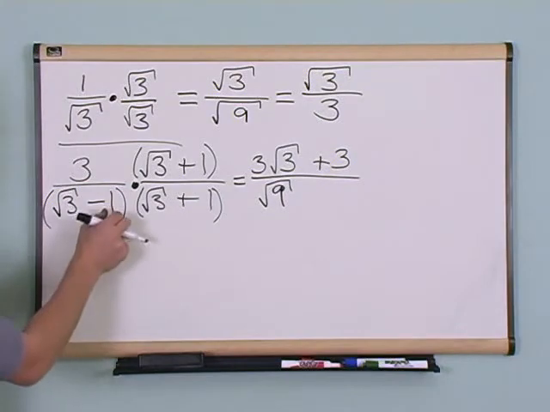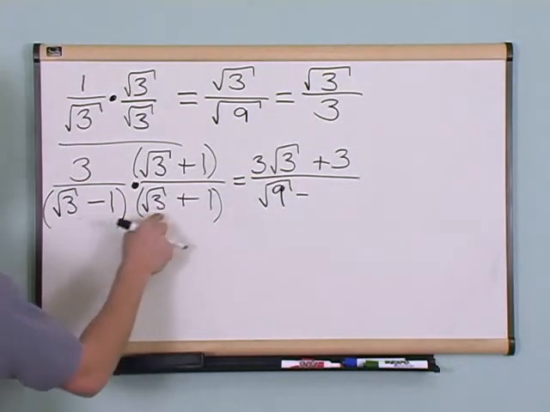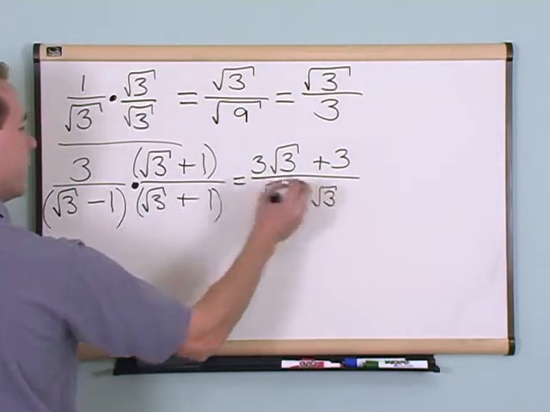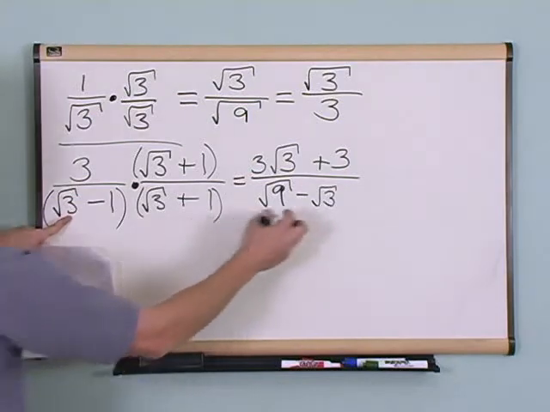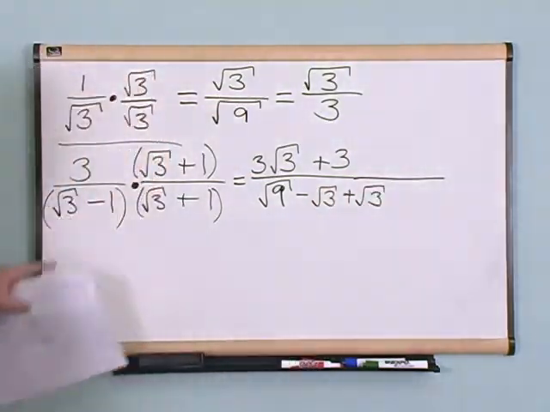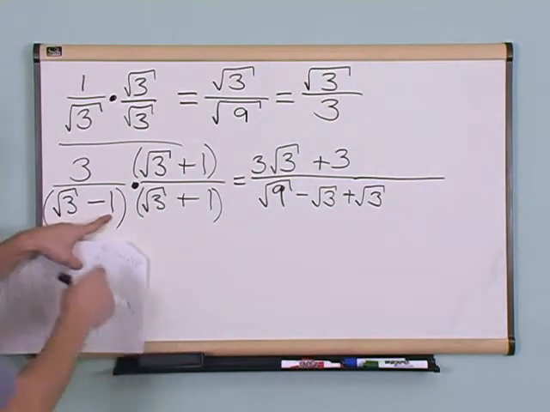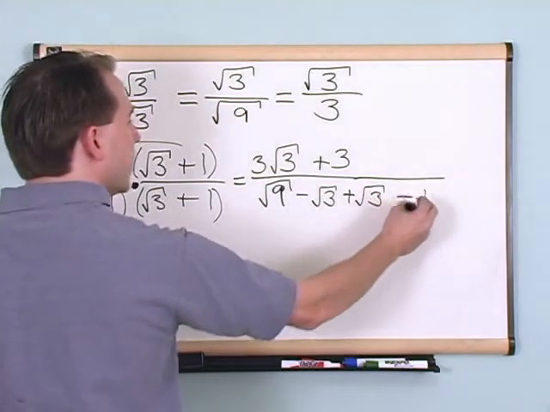For the inside term, minus 1 times the square root of 3, minus square root of 3. For the outside term, square root of 3 times 1, positive square root of 3. And then for the last term, it's going to be negative 1 times 1 gives me a minus 1.